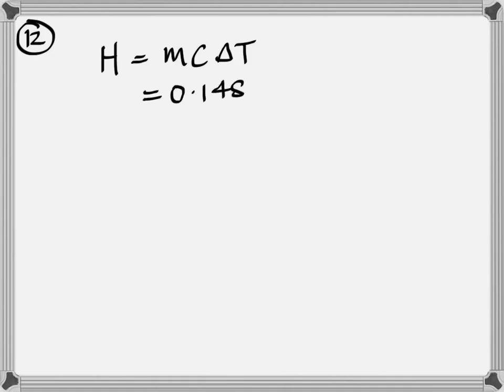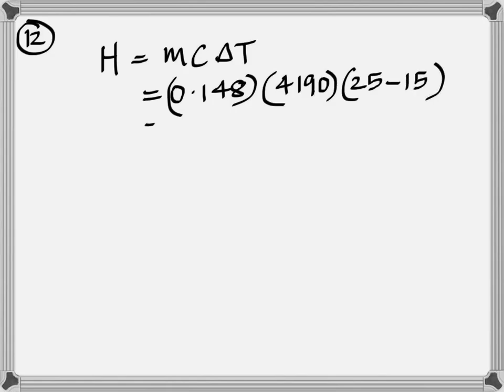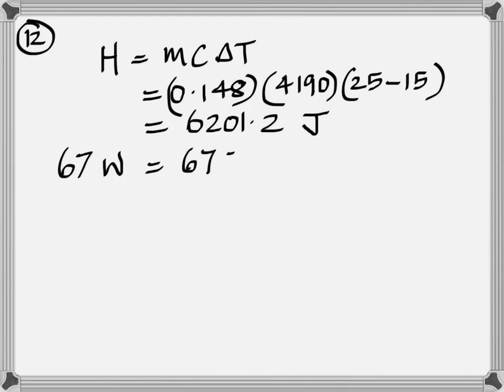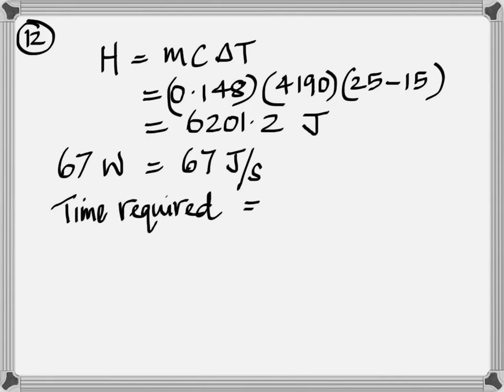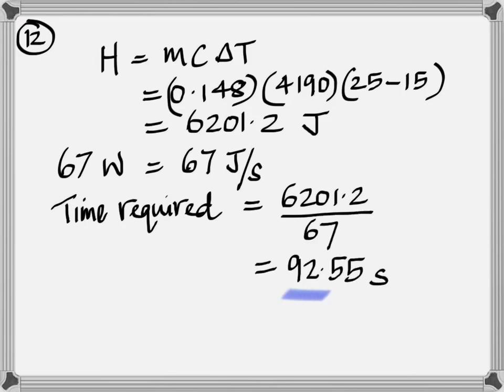Heat lost or heat gained is m c delta T. So you need that much heat, but this heater can produce 67 joules per second. Therefore, the time would be that divided by the power, 92.55 seconds.